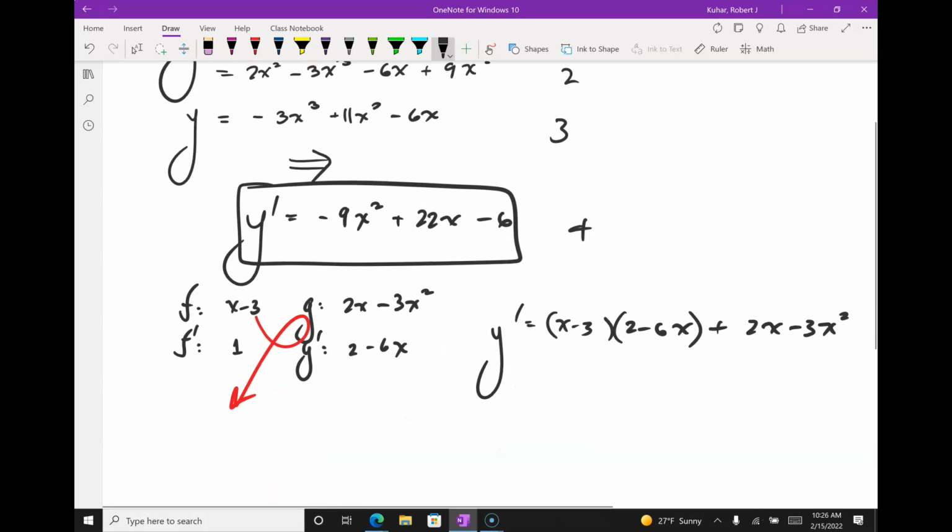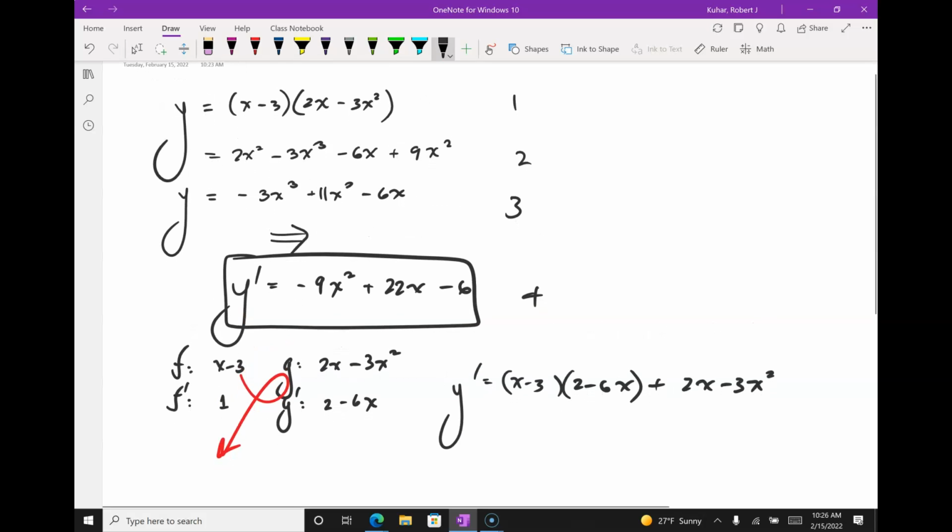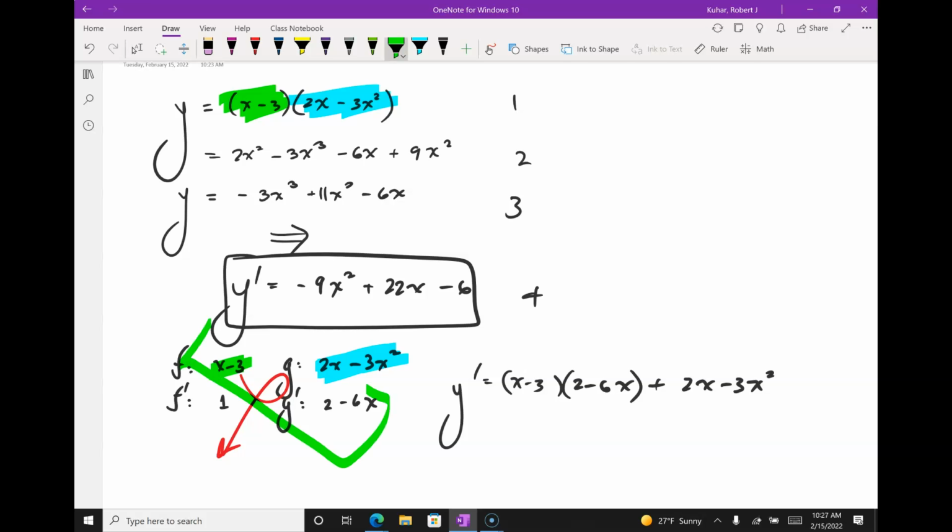Oh, okay. Yeah, so we're doing the same problem over now, right? With the product rule. So I'm seeing that my first function is x minus 3 in the product, and my second function is 2x minus 3x squared. I take the derivative of both of those, and then look at that loop, right? The loop is the product of this diagonal, and then this diagonal.